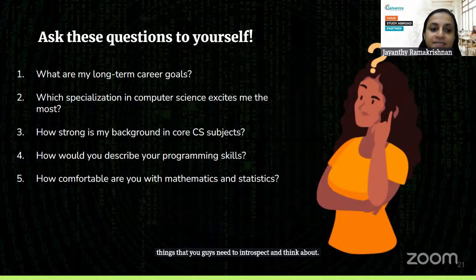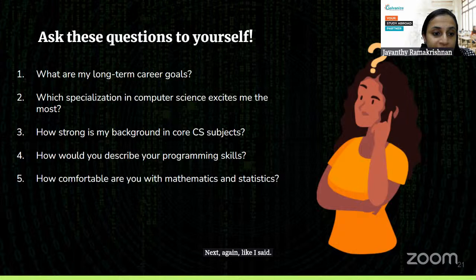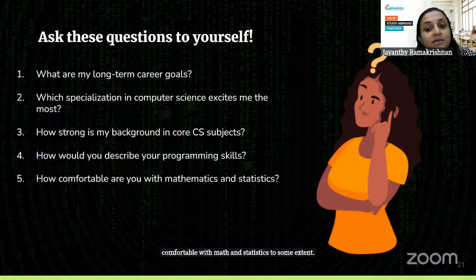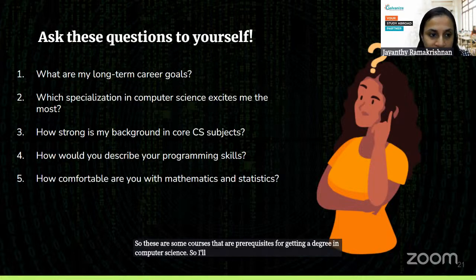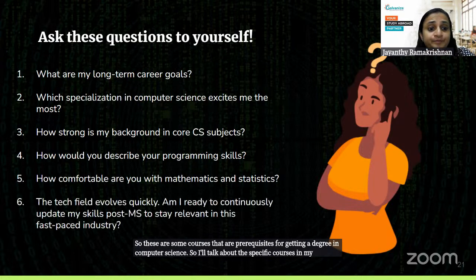Next, again, like I said, even if you're doing computer science, you need to still be comfortable with math and statistics to some extent. So these are some courses that are prerequisites for getting a degree in computer science. So I'll talk about the specific courses in my later slides.